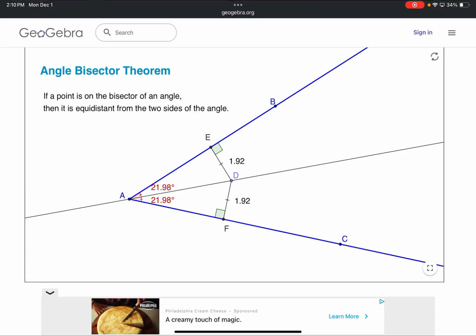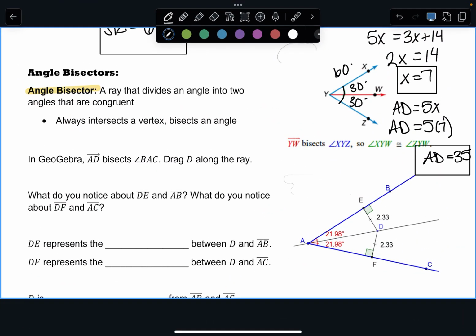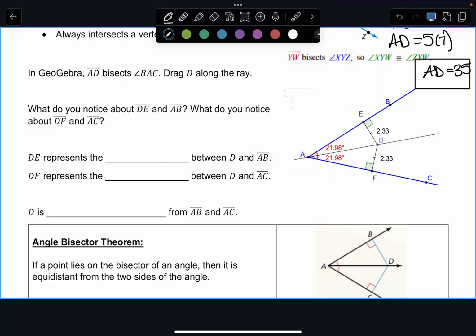They represent the distance. As we drag D, what do we notice about the distance between D and AC and AB? What do we see? They're the same. This segment length is the same as this segment length. And since that segment has a right angle, we can say that D is equidistant to those lines. So, what we just did was we said, okay, DE was perpendicular to AB.